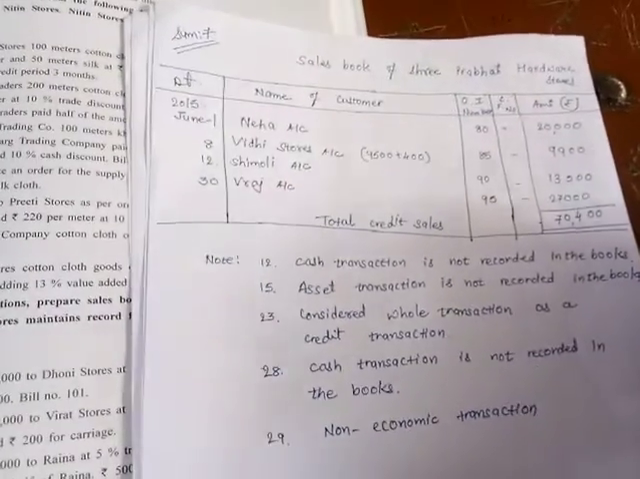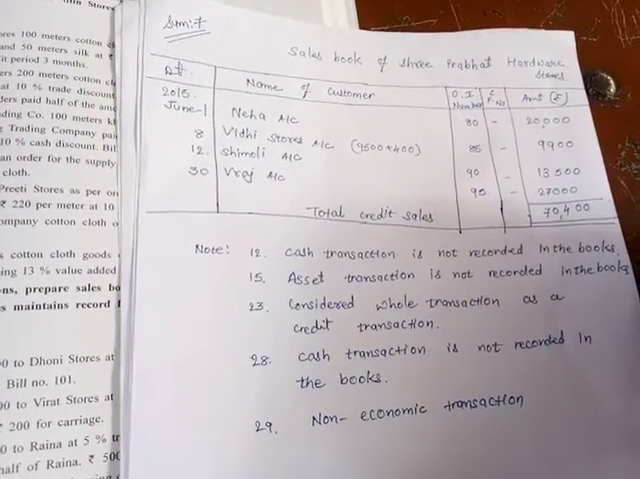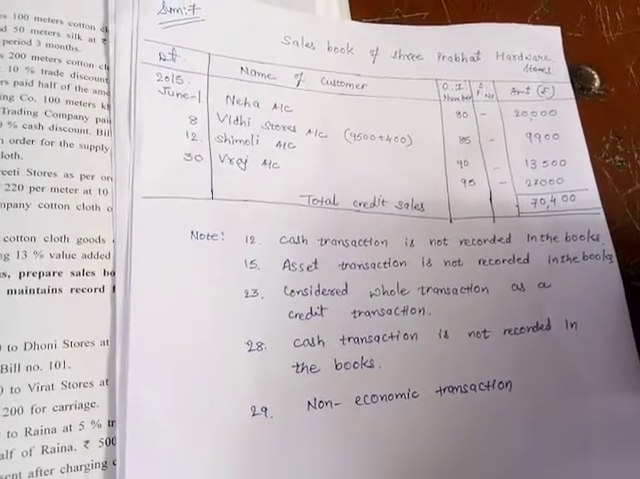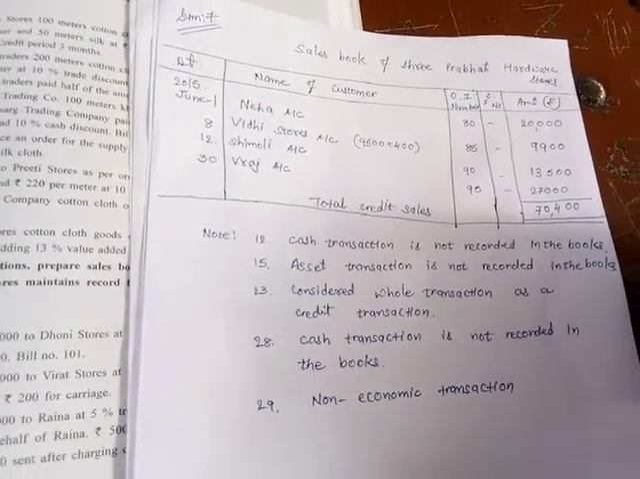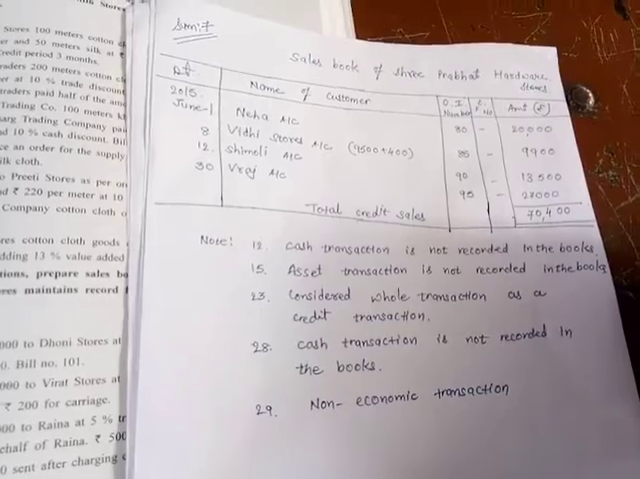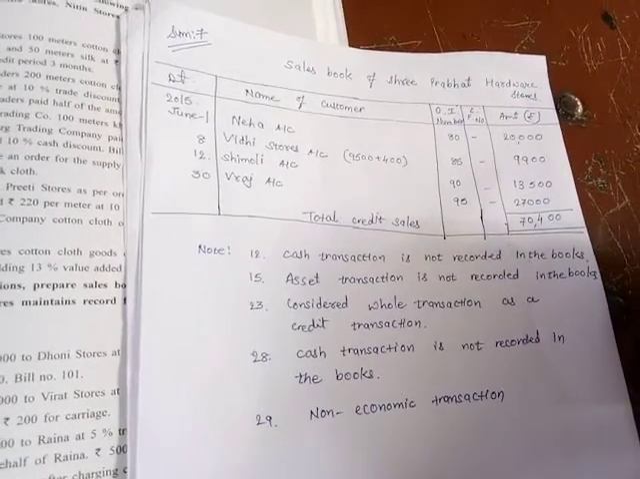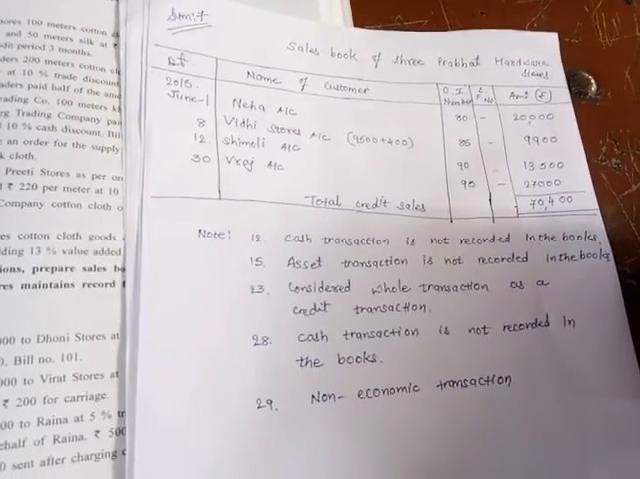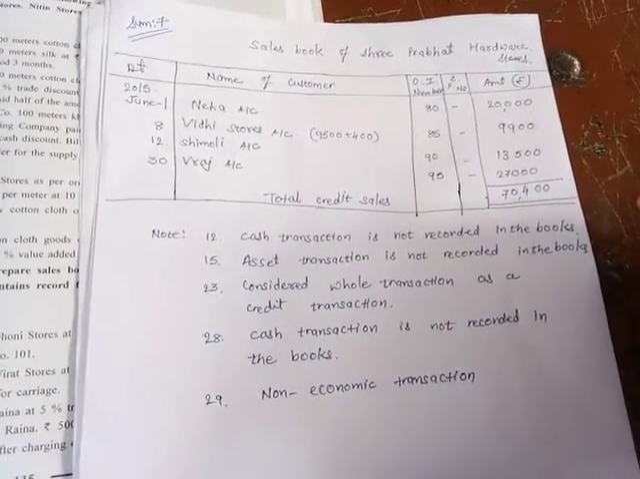Now if you remember, in the subsidiary book we record only and only credit transactions relating to goods only. If any transaction related to an asset is given, we are not going to record that, right? Because subsidiary book is only and only for the credit transactions relating to goods only.